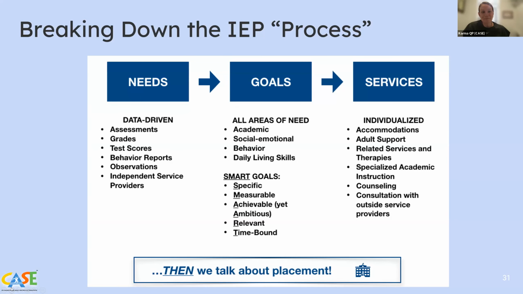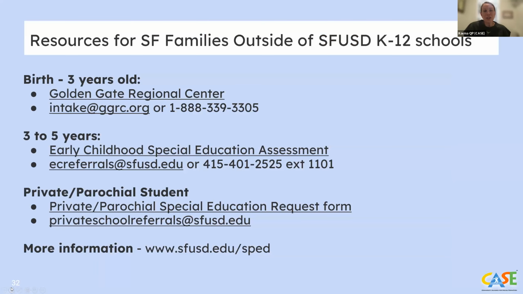Next slide. Here's some more resources for you for San Francisco families, but outside of SFUSD. So from birth to 3 years old, GGRC, the Golden Gate Regional Center. From 3 to 5 years old, families can turn to the Early Childhood Special Education Assessment. And then for private parochial students, there's a special email address and request form for special education. That is the information that is listed here on this slide. Take a photo if you need to.